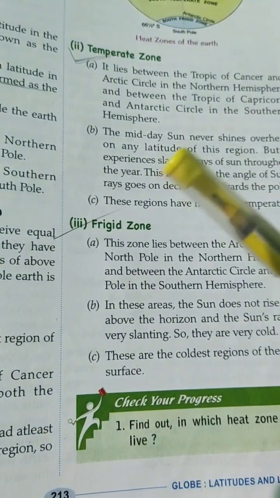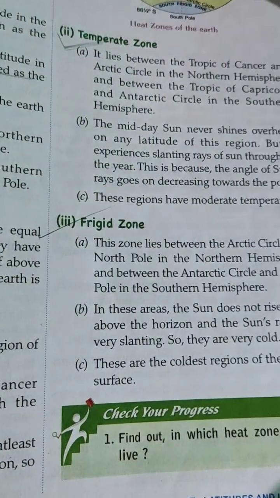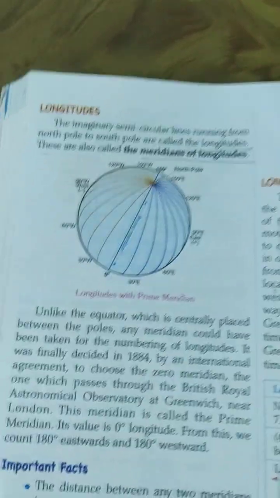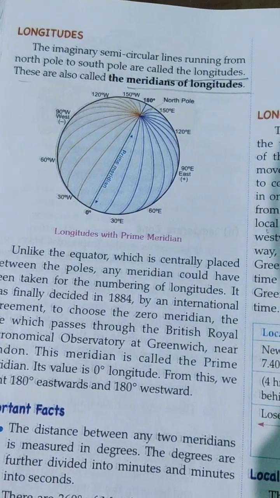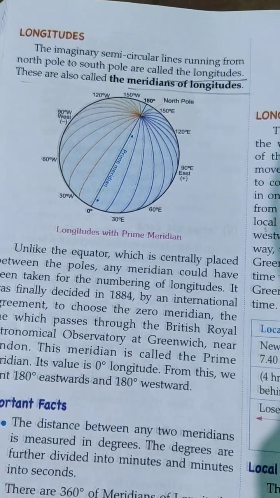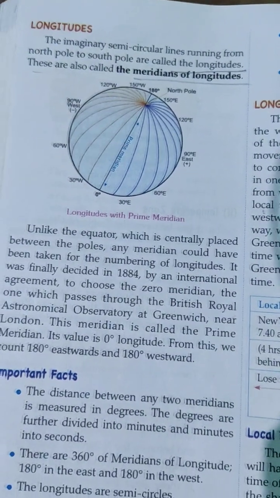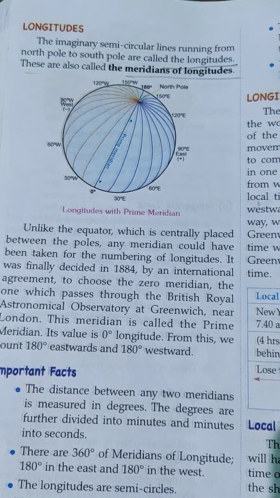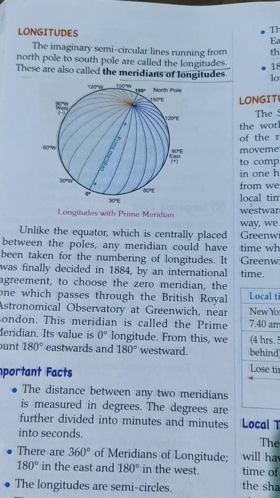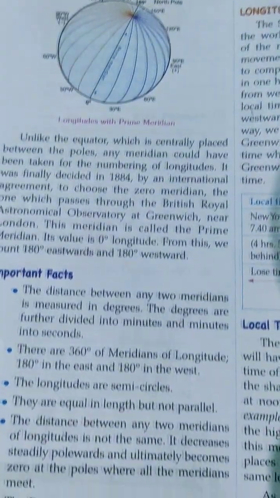Children, now turn the page. Next we will discuss longitudes. What is longitudes, children? The imaginary semicircular lines running from North Pole to South Pole are called the longitudes. These are also called the meridians of longitudes.